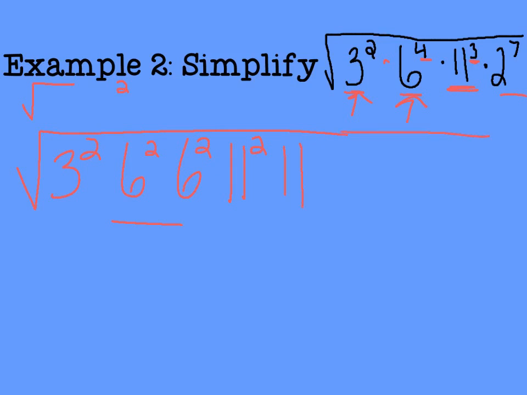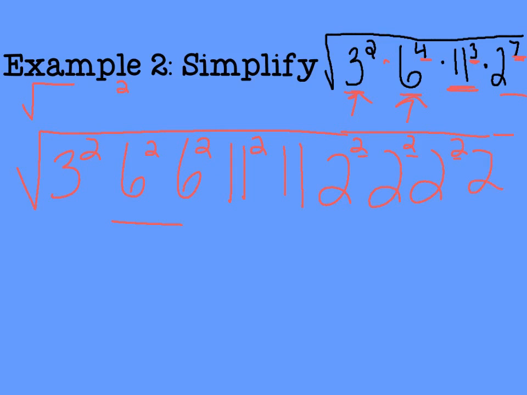And same thing with my 2s. I have 7 total 2s, but I have to write them with powers of 2. So I'm going to do that. Here I have 2, 4, 6 powers of 2, and then I have 1 left over to get up to 7. So it looks kind of gross.